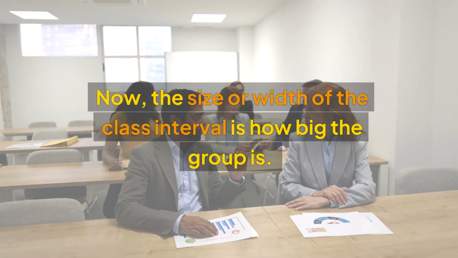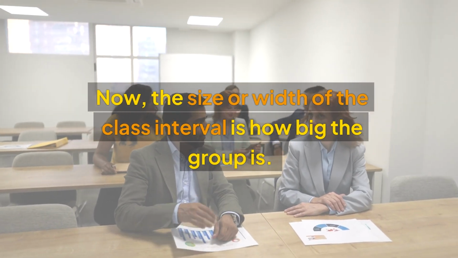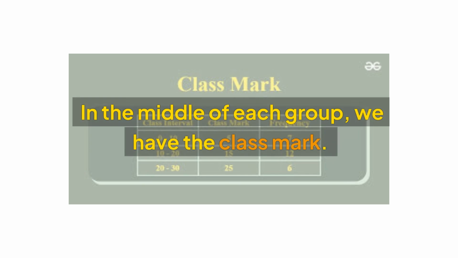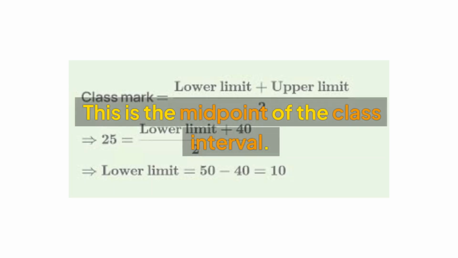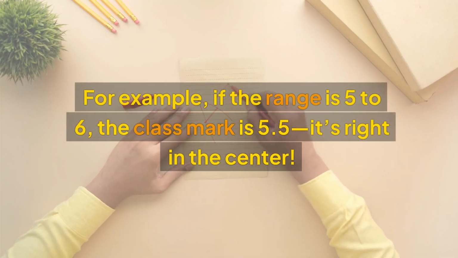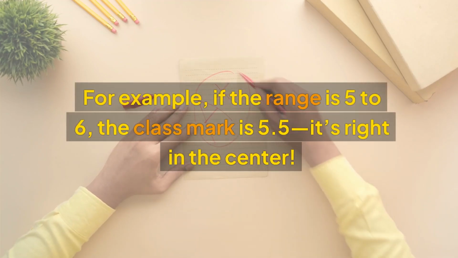Now, the size or width of the class interval is how big the group is. If the range is 5 to 6, the width is just 1, 6 minus 5 equals 1. In the middle of each group, we have the class mark. This is the midpoint of the class interval. For example, if the range is 5 to 6, the class mark is 5.5, it's right in the center.